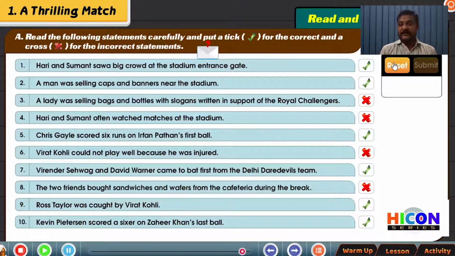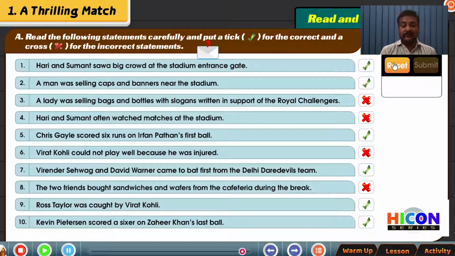Now, let us revise all these statements once. Hari and Sumant saw a big crowd at the stadium entrance gate. It's a true sentence. A man was selling caps and banners near the stadium. It's again a true statement. A lady was selling bags and bottles with slogans written in support of Royal Challengers. The entire part is right except bags and bottles. It was t-shirts and caps. So the answer is wrong.